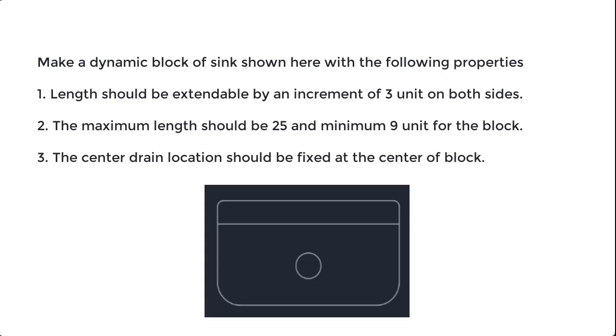So here is our question related to the module. Now we need to make a dynamic block with this sync drawing, and this dynamic block should be made in such a way that its length can be increased to an increment value of 3 inches in either direction, and the center of this dynamic block should be fixed. Also ensure that the maximum length of this block goes to 25 inches and the minimum remains at 9 inches.